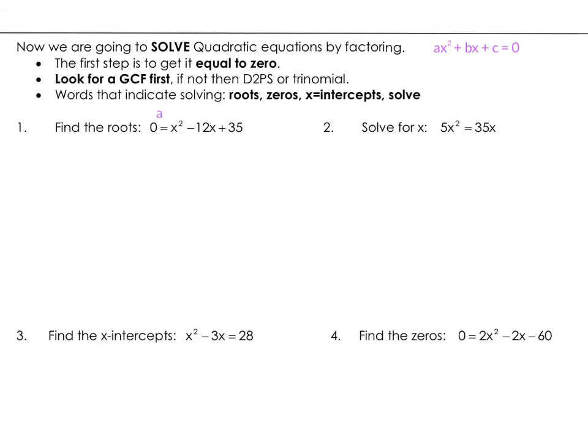So again, a is with the x squared, so that would be a 1. B is my negative 12. And c is the 35. So now we can set up the x.